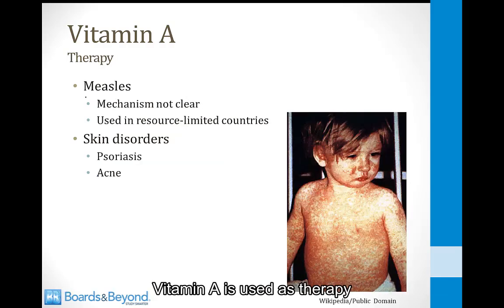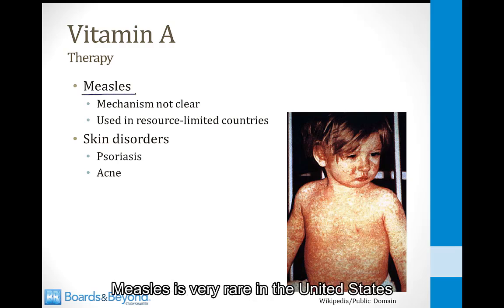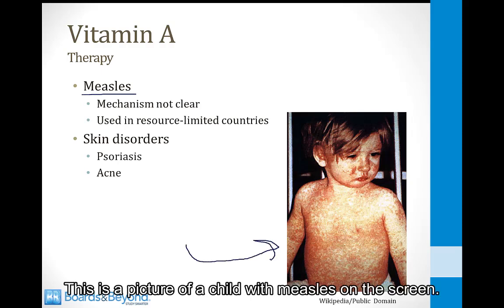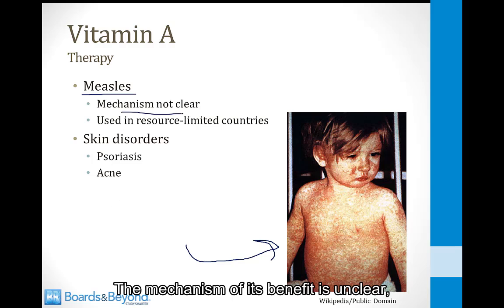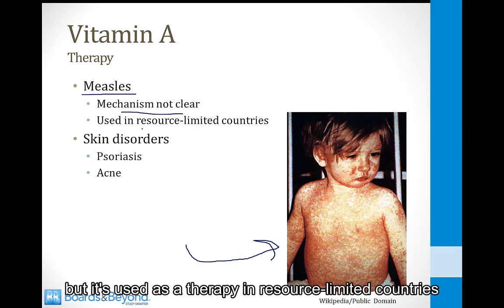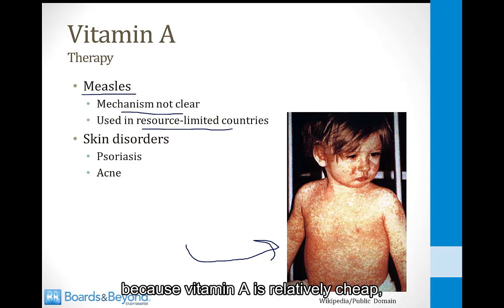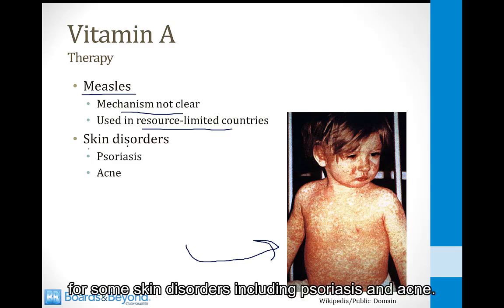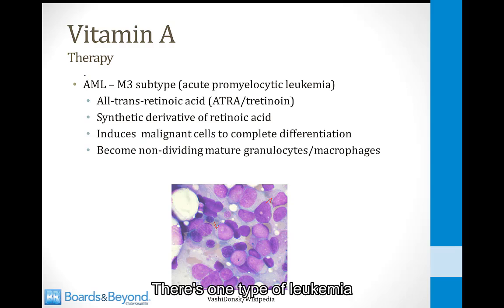Vitamin A is used as therapy for a number of medical conditions. The first one is measles. Measles is very rare in the United States because of immunization. This is a picture of a child with measles on the screen. The mechanism of its benefit is unclear, but it's used as a therapy in resource-limited countries because vitamin A is relatively cheap and easy to administer. In addition, as I told you before, vitamin A is used as a treatment for some skin disorders, including psoriasis and acne.